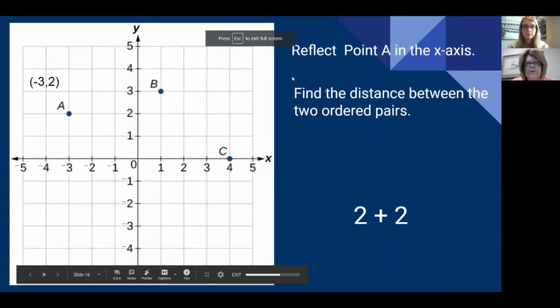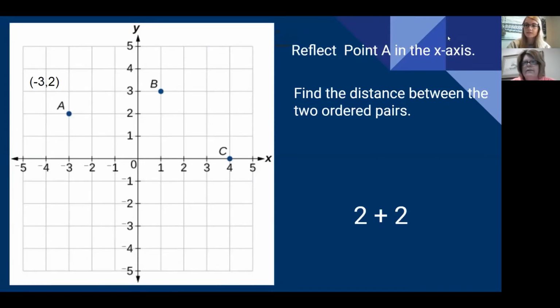All right. And so it says reflect point A in the x-axis. So here is point A. This is its ordered pair that tells me the location. I am -3 on the x and 2 on the y. And I want to reflect it over the x-axis. So the x-axis is this line right here.